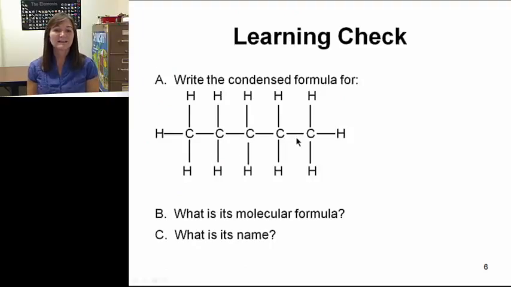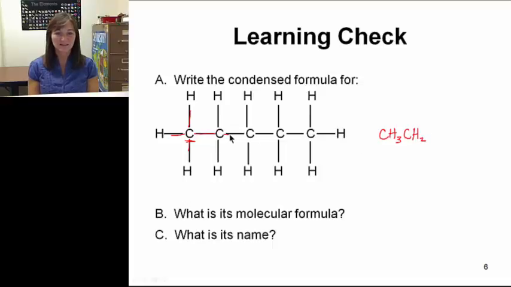Okay, write the condensed formula for this structure, and then tell me the molecular formula and the name of this molecule. To write the condensed formula from a structural formula, you start from left to right. You write down the first carbon, and then how many hydrogens are bonded to that carbon. I've got a hydrogen up, left, and bottom, so that's 3 hydrogens. Then I move to my next carbon. How many hydrogens are bonded to this carbon? 2, one above it and one below it.